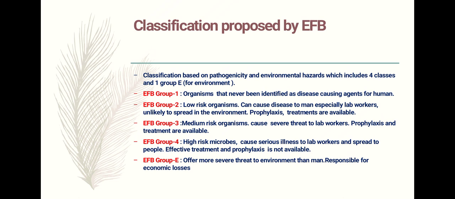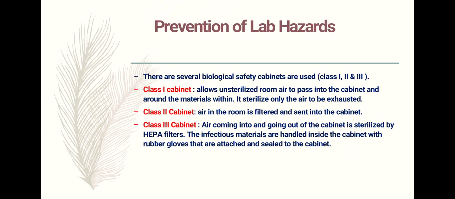And the EFB group 4, they are considered as high risk microorganisms. They cause serious illness to lab workers and spread to people. In this, effective treatment and preventive measures are not available. Then group E denotes the environment. That means it is giving more severe threat to the environment than man. Mainly this leads to economic loss.